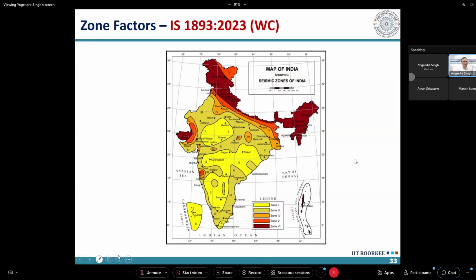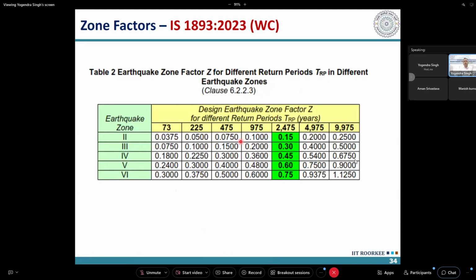If you look at the corresponding value of the zone factor, which is given as EPGA, now EPGA is related to the return period. So for different return periods, it is given. We need 73 years, 225, 475, 975, and 2475. And sometimes we can even use higher return periods.